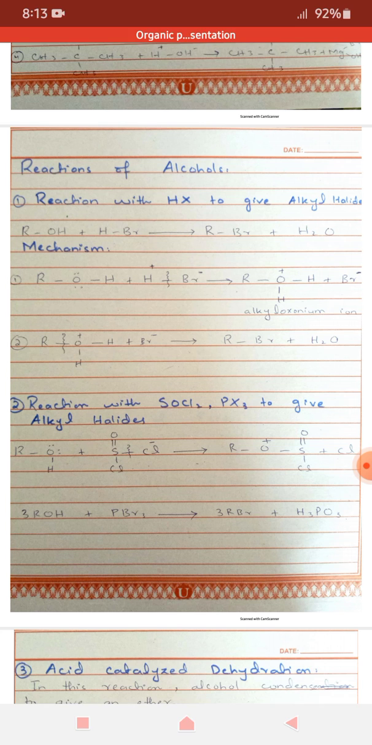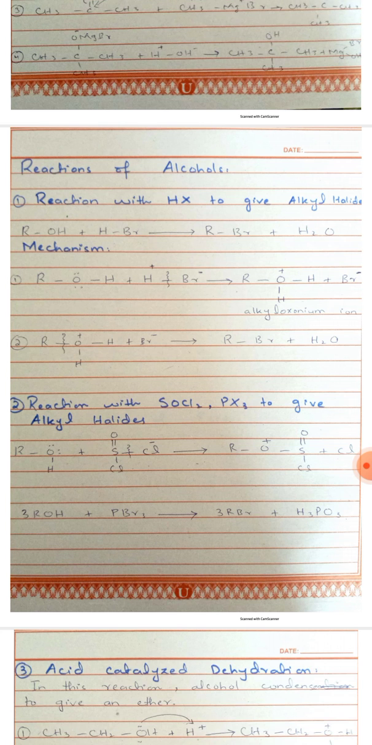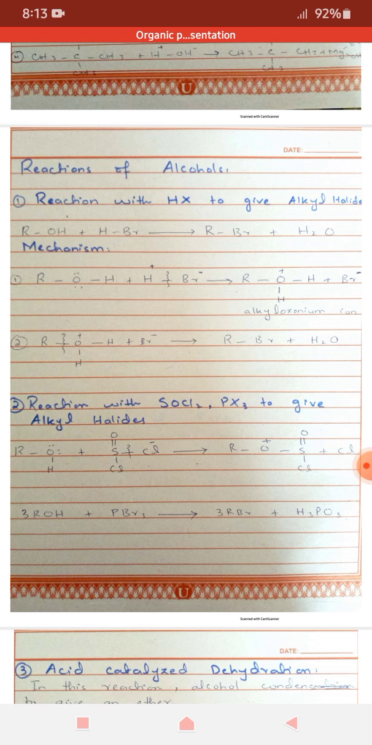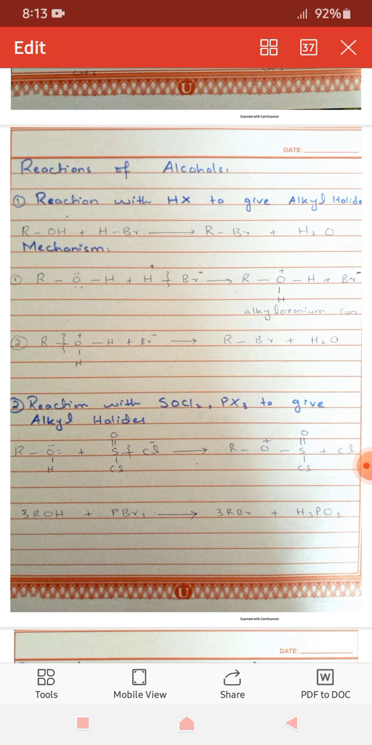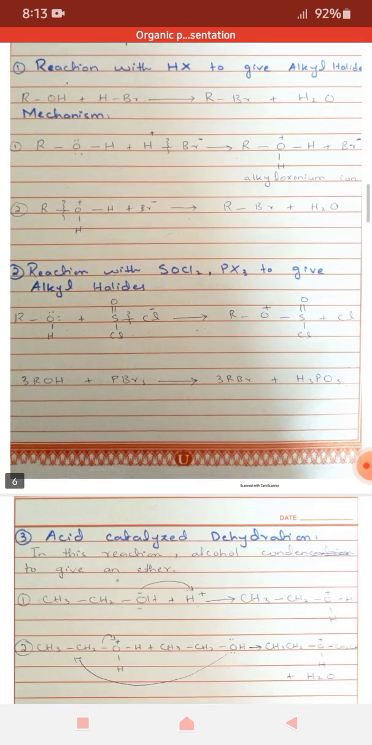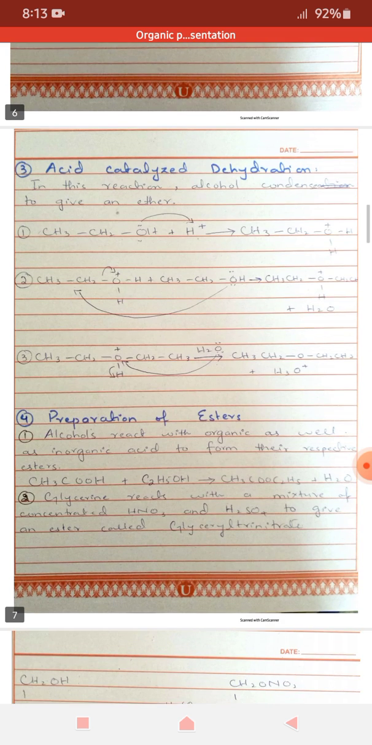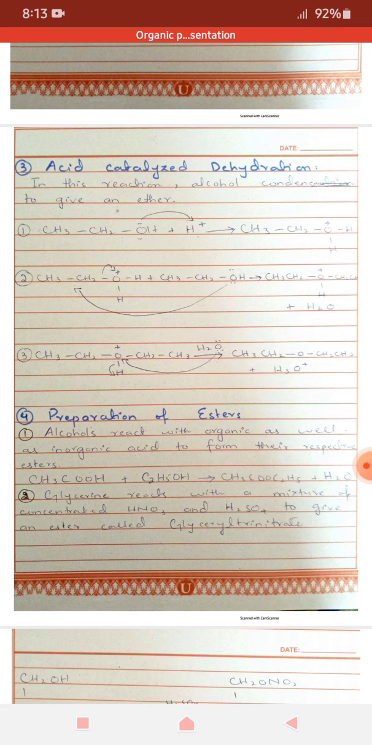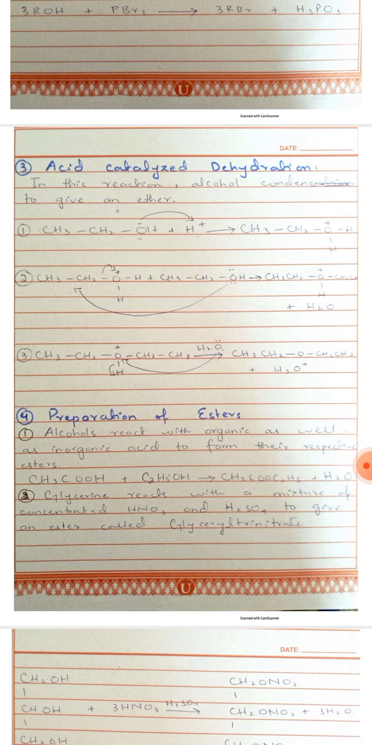to form alkyl halide. The second reaction is reaction of alcohol with thionyl chloride or phosphorus trihalide to give alkyl halide. These two reactions also occur with the same mechanism. Third reaction is acid catalyzed dehydration. In this reaction, alcohol condenses to give an ether.